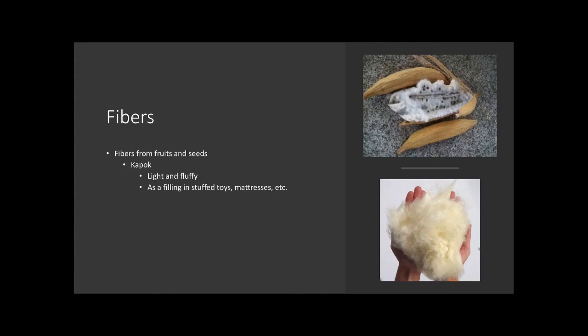And then finally we have the Kapok, which is a tree. I'll show you a picture of it in a second. It's kind of a cool looking little tree. You can see the fibers surrounding the seeds. They're very light, very fluffy. Used to be used as a filling in stuffed toys and mattresses and things like that. Things where you needed a very soft, fluffy sort of fiber. Now again, that's more replaced by nylons and synthetic fibers.